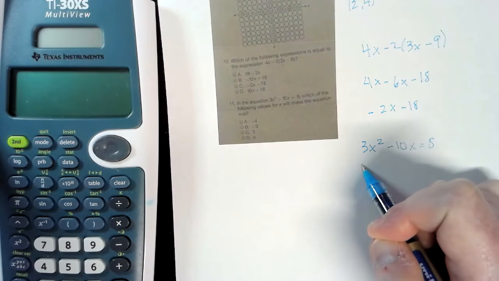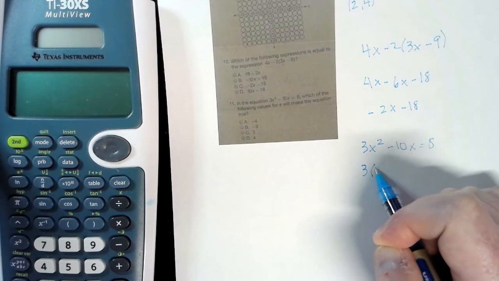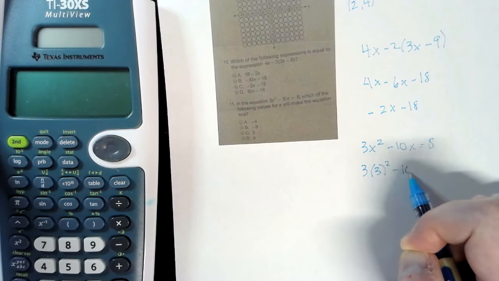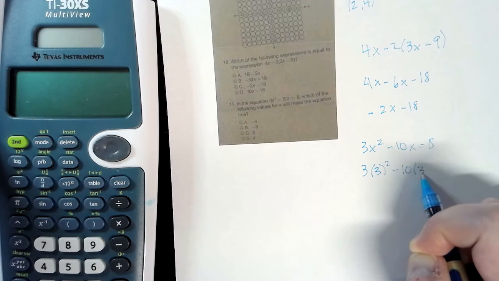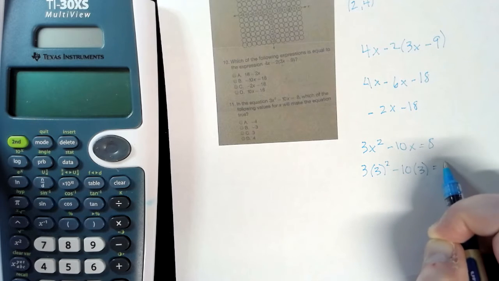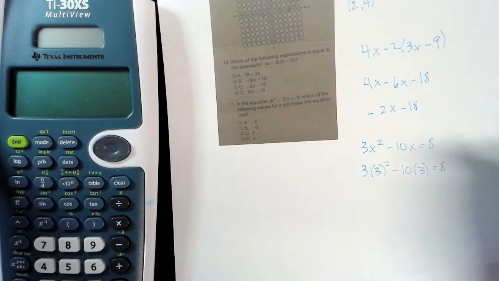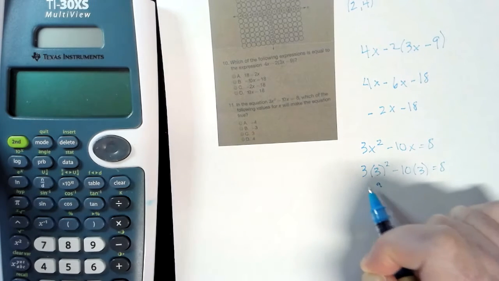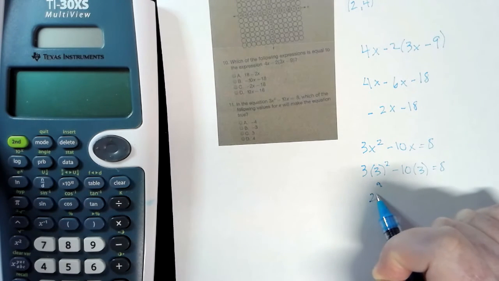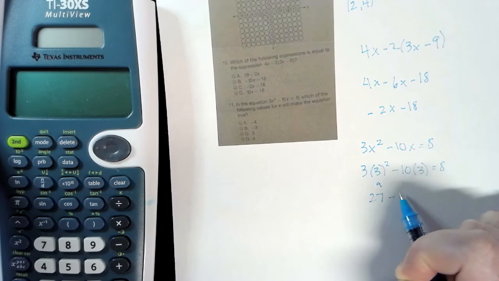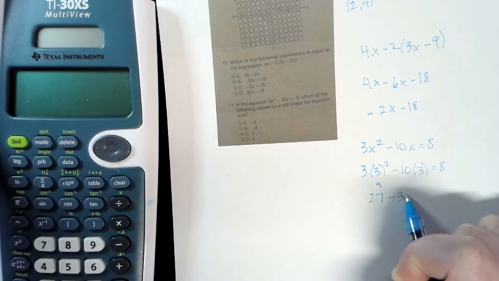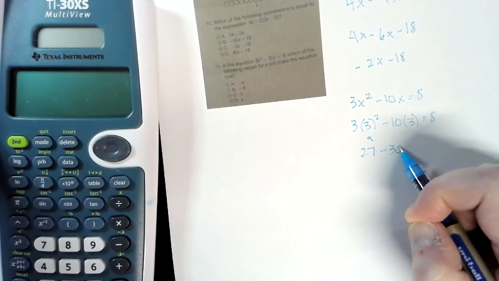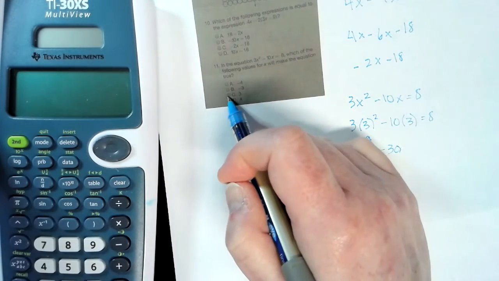And I'm just going to plug 3 into X. Minus 10 times 3 equals 8. Solve it. So 3 squared is 9. 9 times 3 is 27. Minus 10 times 3 is 30. That does not equal 8, does it? It is not C. So, you know, it's not C.